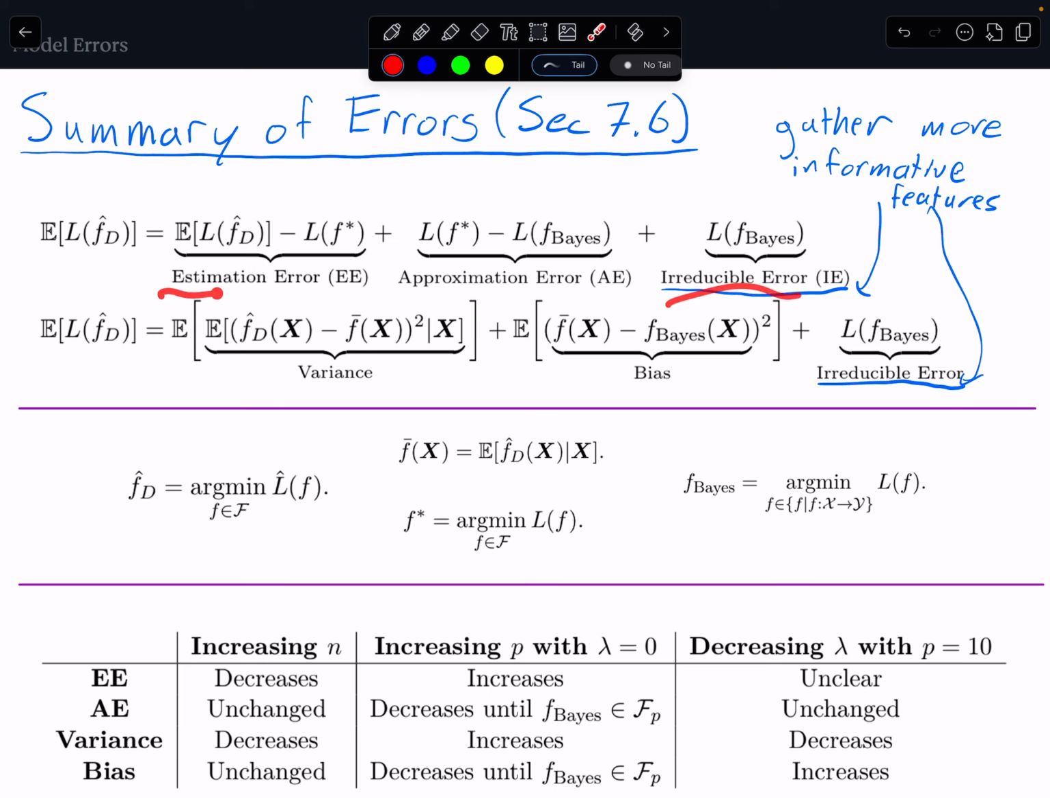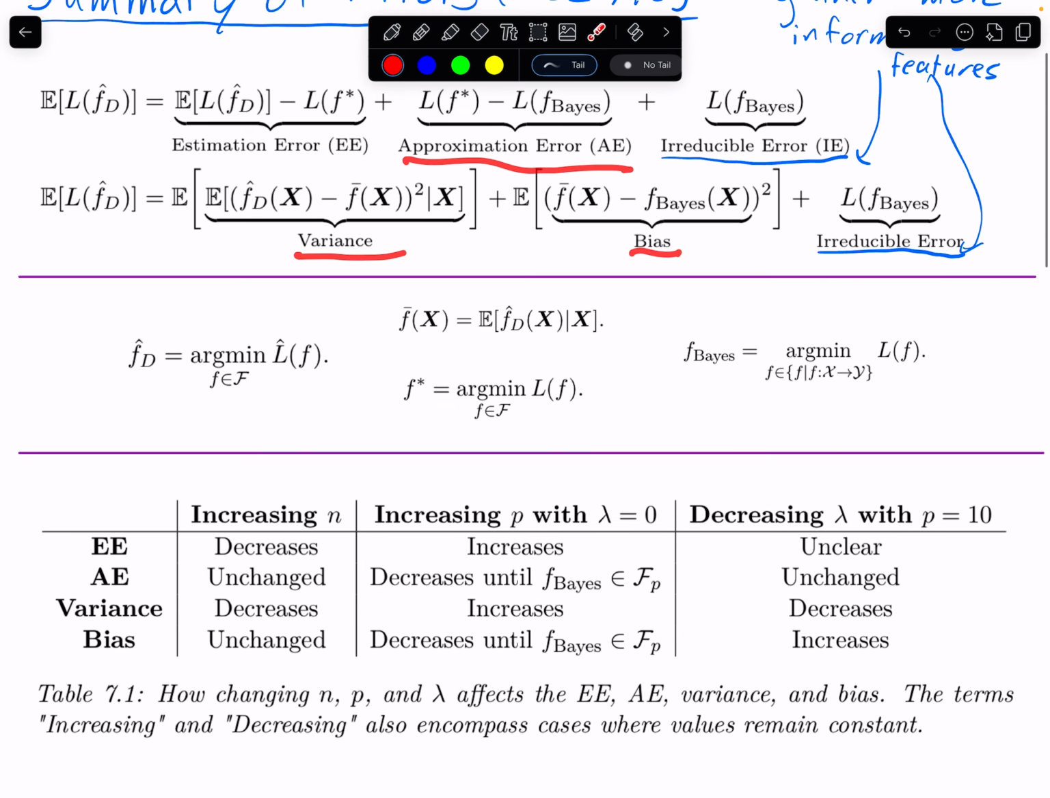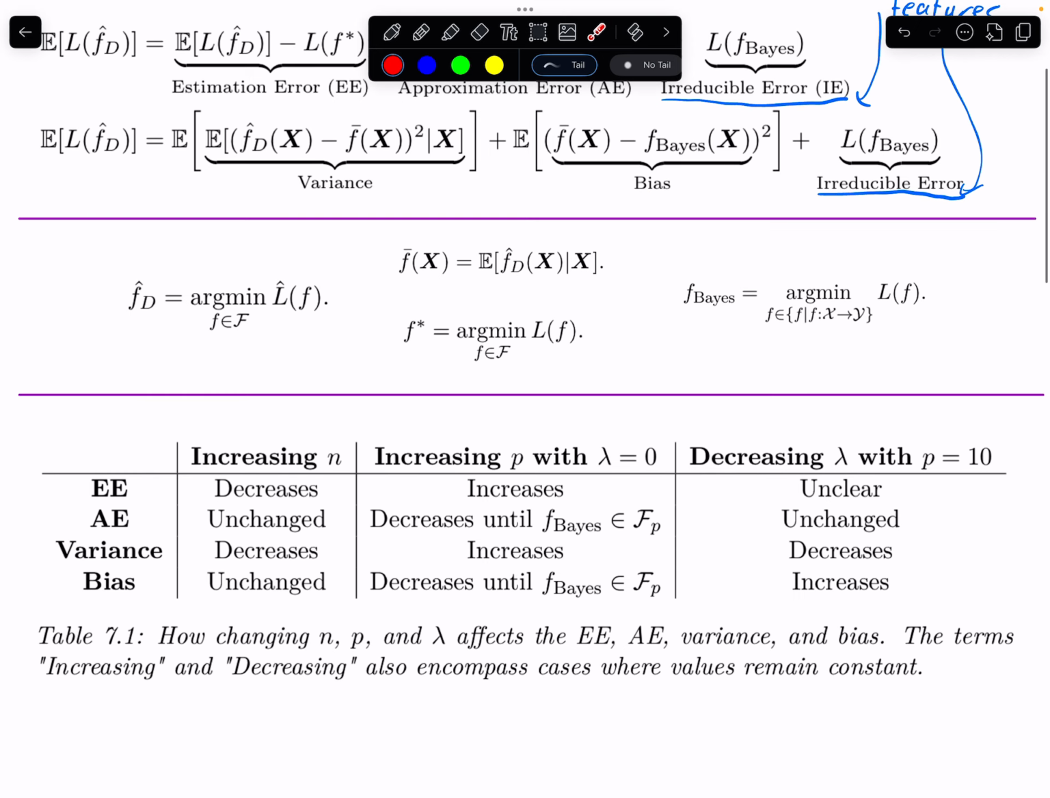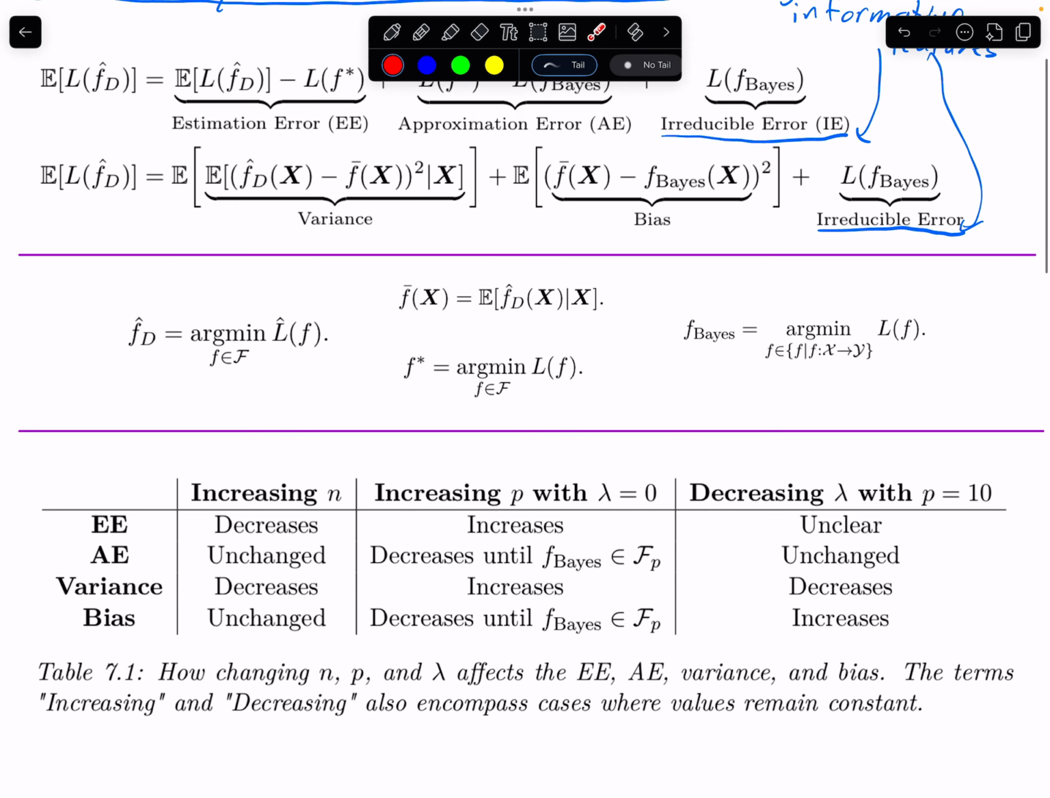The other four, estimation error, approximation error, variance, and bias, I've made a nice table here, hopefully it's nice and helpful, to discuss what different things you can do to change them.